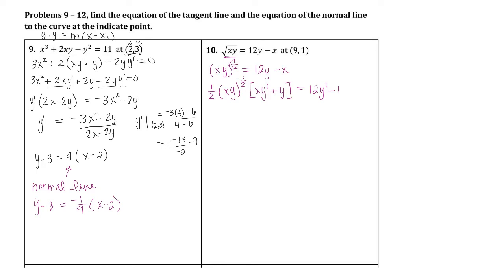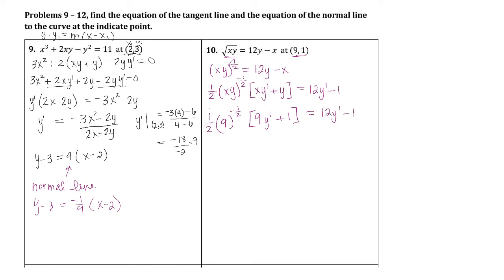Now in this case, there is no way I would go through and solve for y prime. I would now at this point substitute in our values. It's going to make it a lot easier for us. So we're going to go ahead and evaluate this for 9, 1. So we have 1/2 times, if we plug in our x and y value, 9 to the negative 1/2 times 9 times y prime, well, y prime's what we're looking for, plus 1, equals 12y prime minus 1.